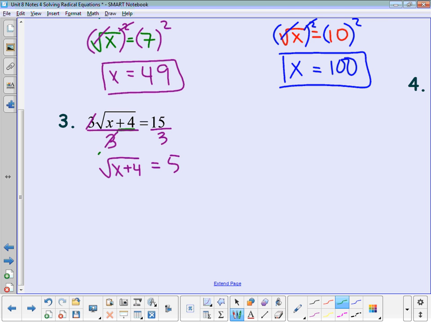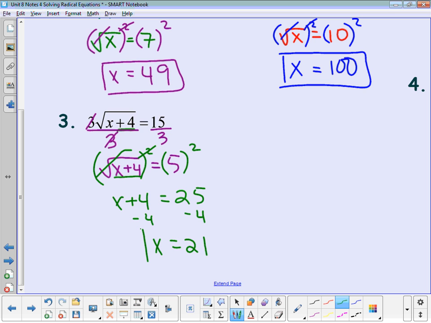When I square both sides, that cancels that, and the radicand, or x plus 4, is left over. So I've gotten rid of the radical sign. I'm left with x plus 4. On the right-hand side, 5 squared is 25. And then solve for the variable. I need to subtract 4, and I get x equals 21.